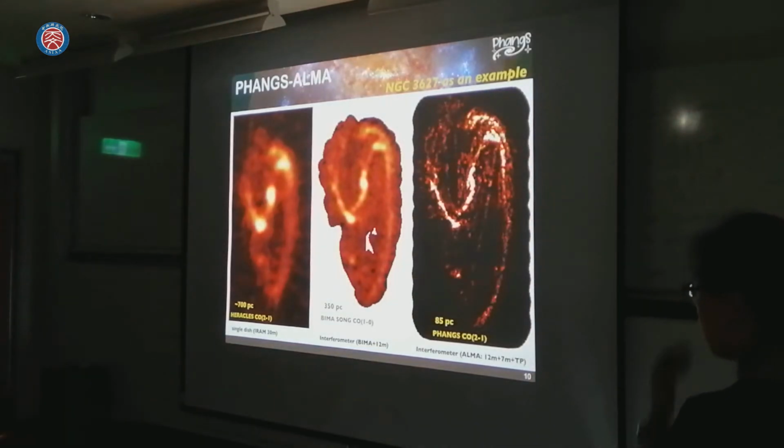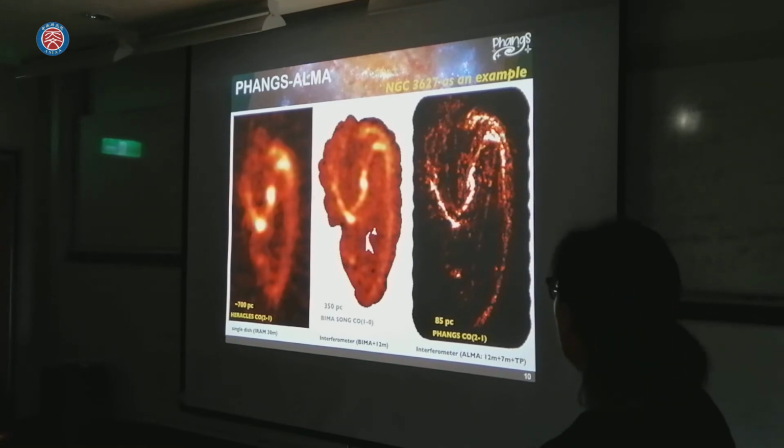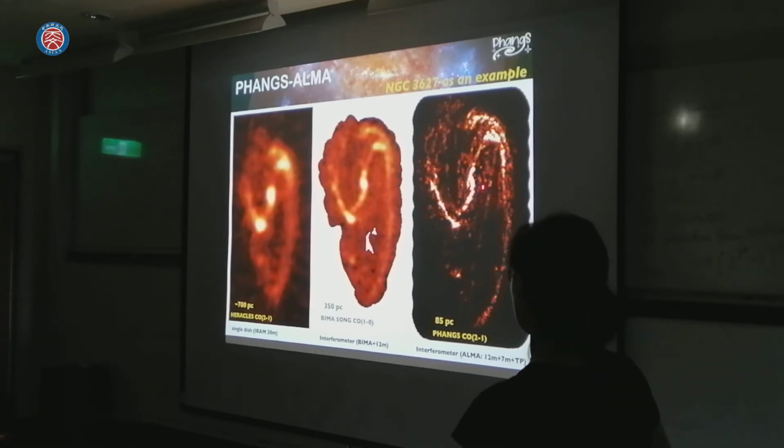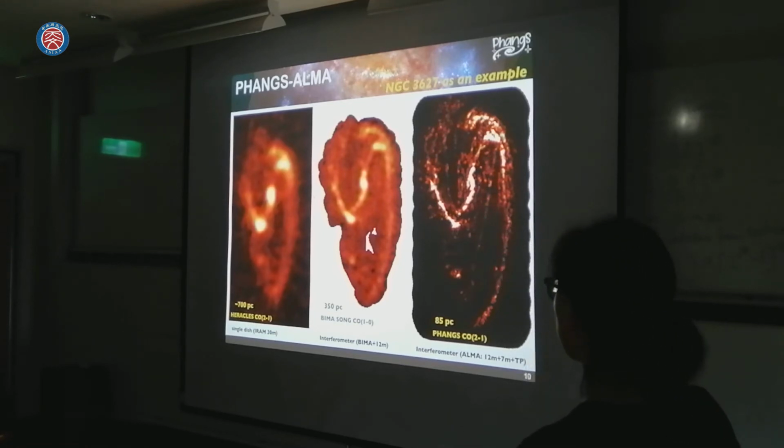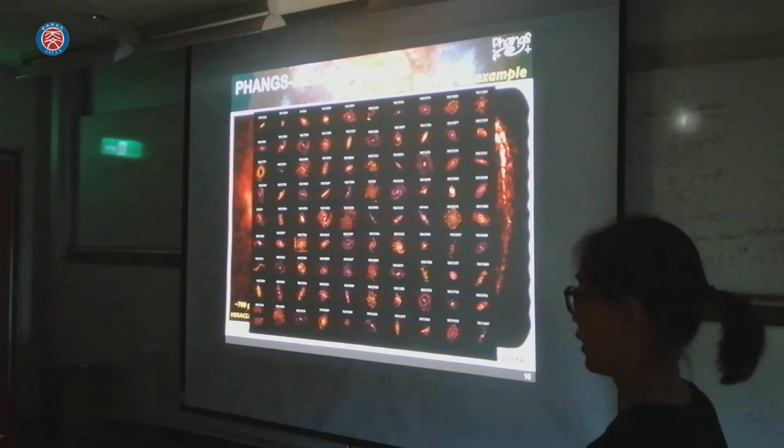And this is the PHANGS ALMA map of this galaxy at 85 parsec resolution. And you can see these knots break into many small giant molecular clouds or clumps. Also, ALMA detects many structures in the interarm regions and the faint regions. And we have this kind of map for 90 galaxies.